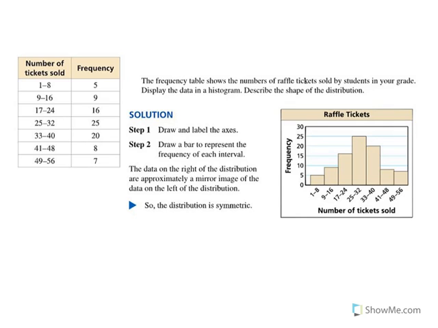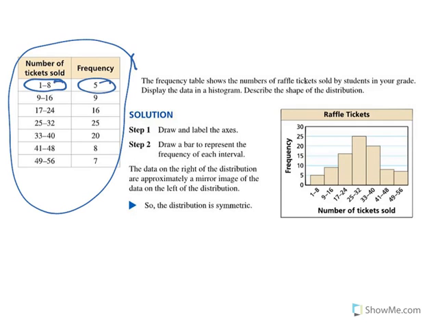So here's what we're given. We're given this frequency table right here, and we call it a frequency table because between these numbers, this is how many times that happens. So 5 times there's a number between 1 and 8. Okay. And then between 33 and 40, there are 20 of those, 20 data pieces that are between 33 and 40. Okay, this is apparently raffle tickets sold.